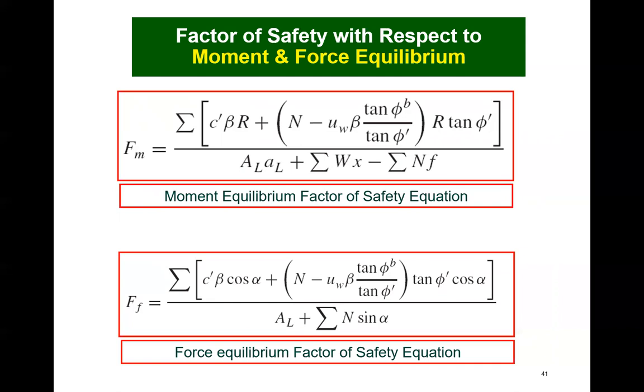Morgenstern in 1965 found that the interslice force function could be adjusted such that the moment and force equilibrium factors of safety would become equal. In order for this to happen, he introduced an empirical lambda factor, which could be visualized as the percentage of the interslice force function that was used in the analysis. The lambda value affected the computed normal force on the base of each slice.